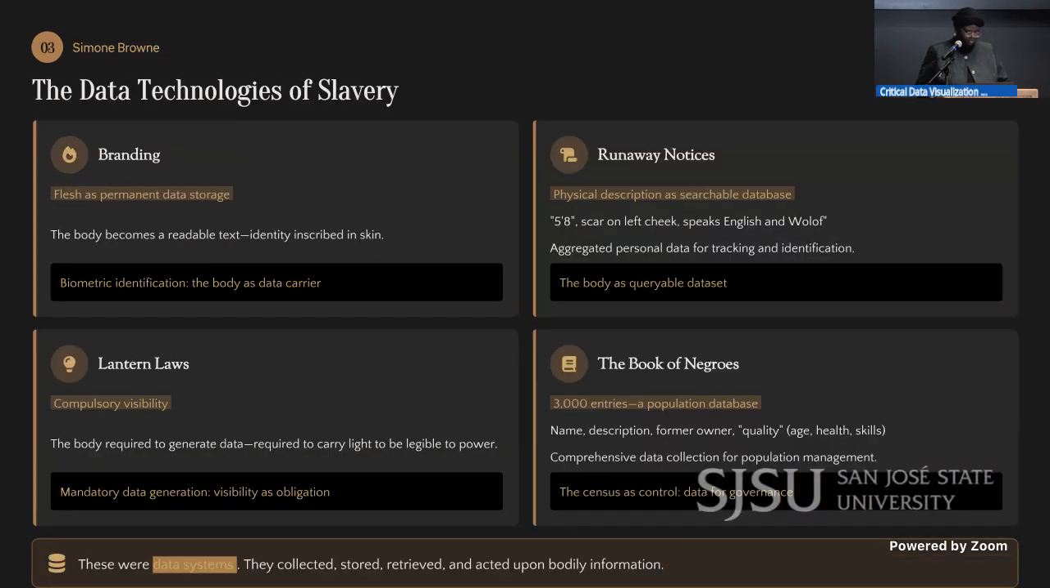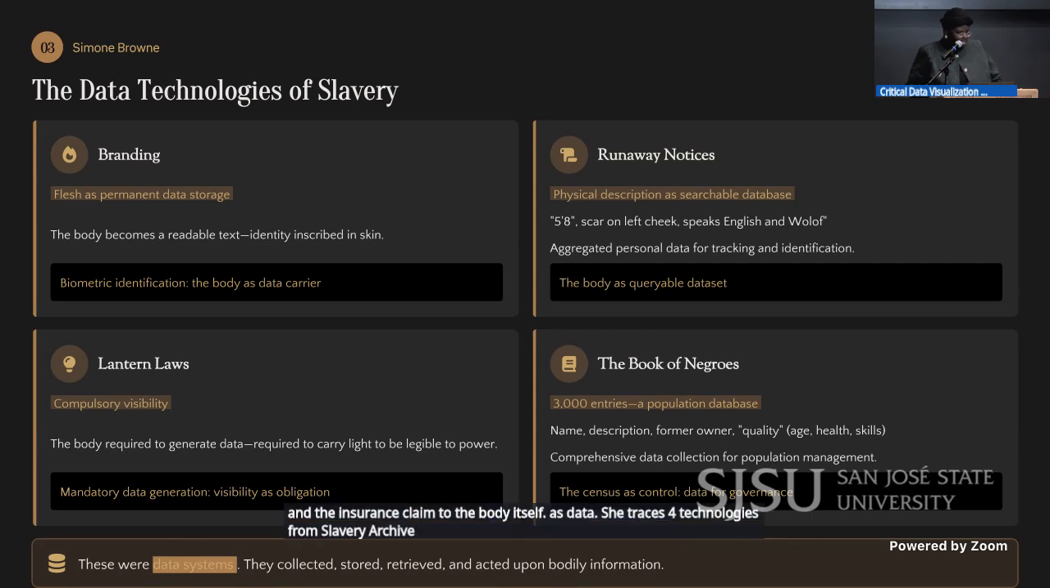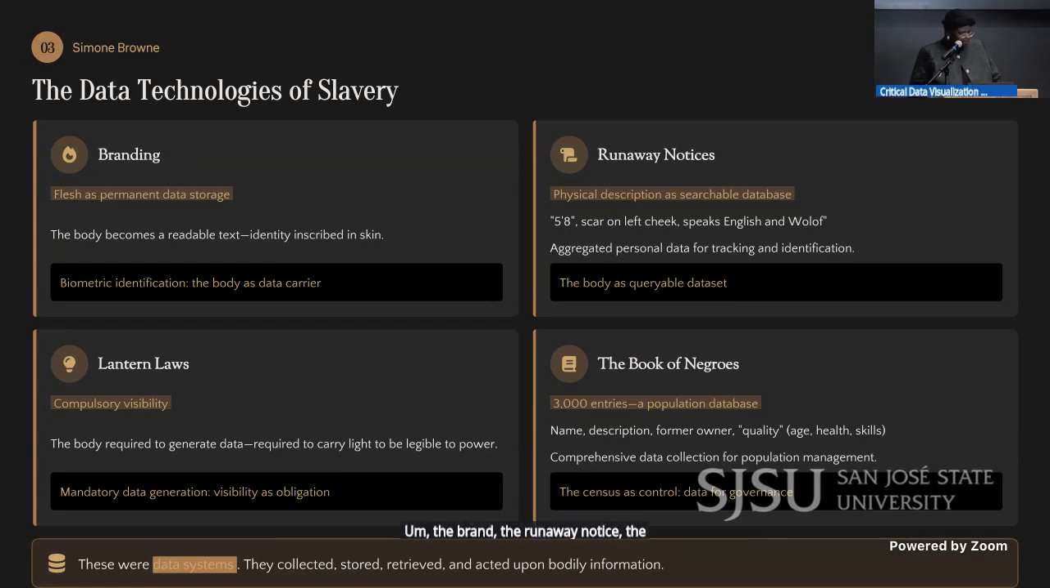Simone Browne. We move on to Simone Browne, another one of my favorite scholars, a brilliant scholar in her understanding of data technologies. Simone Browne takes us from the ledger and the insurance claim to the body itself as data. She traces four technologies from the slavery archive that we would now call biometric: the brand, the runaway notice, the lantern law, and the population registry.